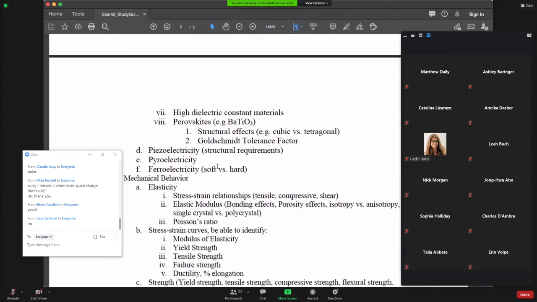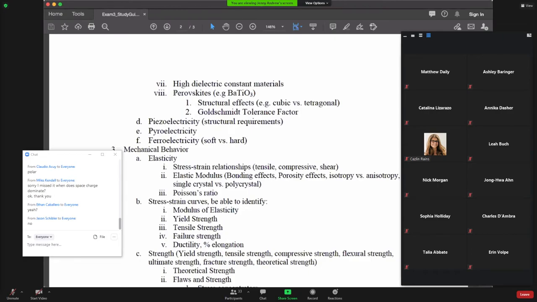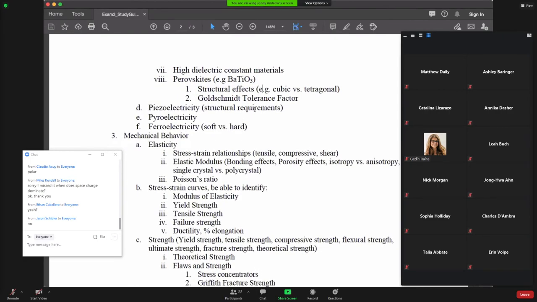The next thing we talked about were our high dielectric constant materials, which went right into these perovskites, which was really just a fun way, because I love perovskites. I think they're a fun material system. But you could see how playing with different cations can affect the structure, and that could affect whether or not the material has the possibility to be ferroelectric or not, or piezoelectric or not. And we could calculate that using the Goldschmidt tolerance factor.